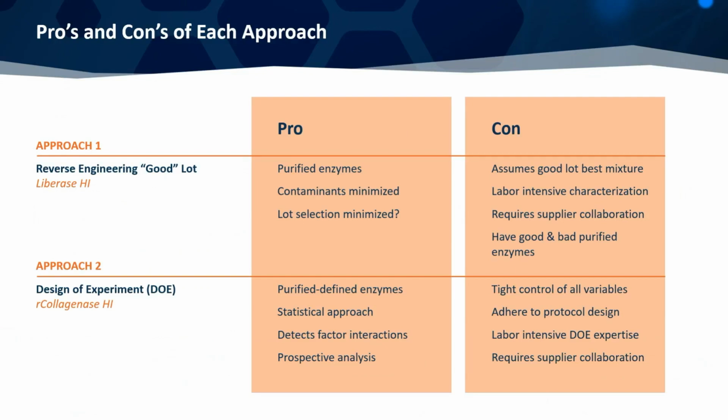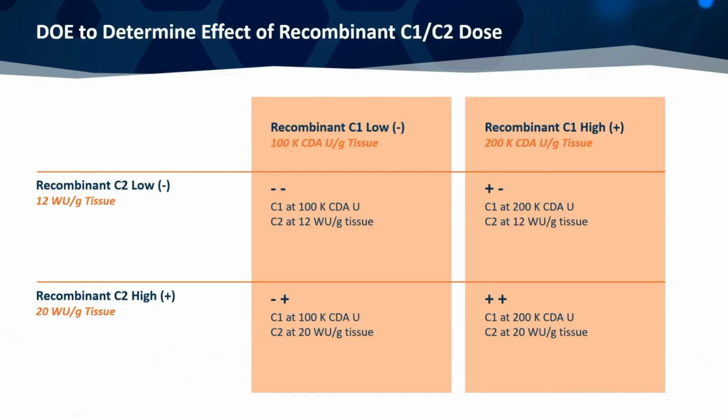For the cons for the design of experiments, you need to have tight control of all the variables. You can't have good and bad purified enzymes. You have to know what those enzymes are. You have to adhere to a protocol design. It's really labor intensive. You do a lot of experiments, but you get a lot of knowledge. And again, in both cases, you have to have supplier collaboration.